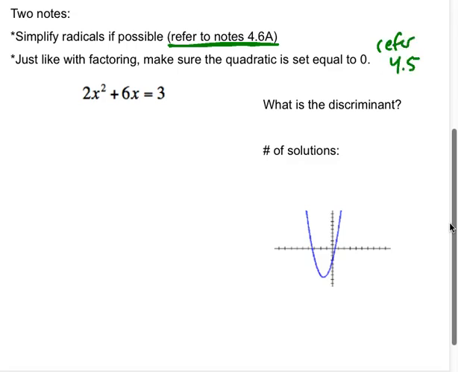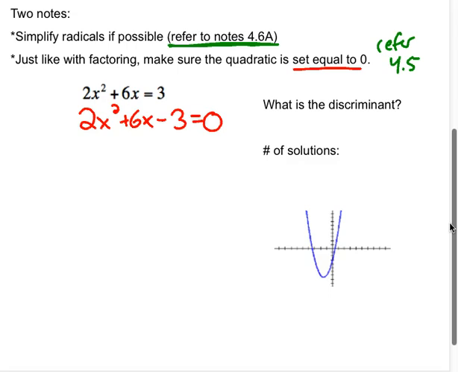Remember in factoring, that's what we had to do? Same thing here. That's something these 2 methods have in common that makes them different than completing the square. So when I say I need it set equal to 0, what that means is my first step here is subtracting that 3 over, so it equals 0.